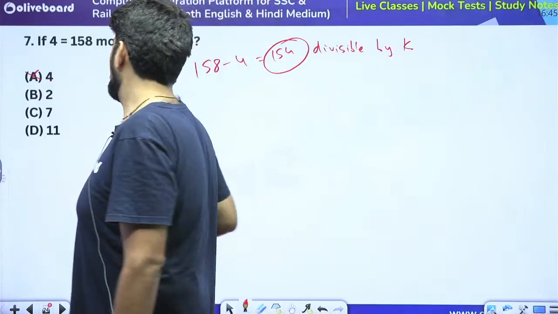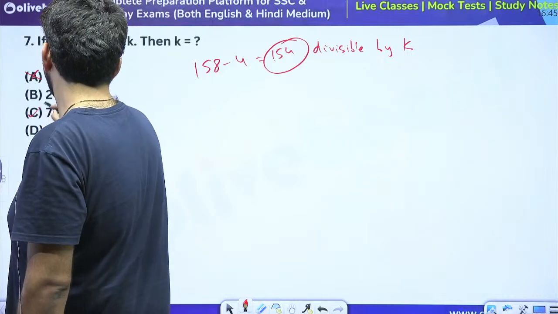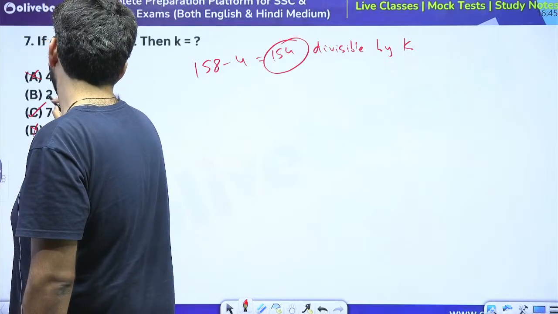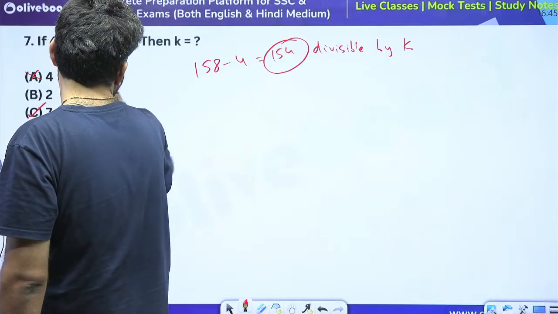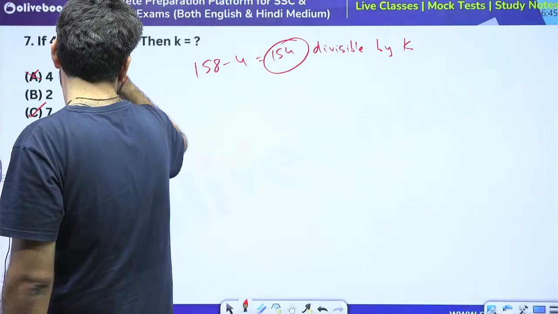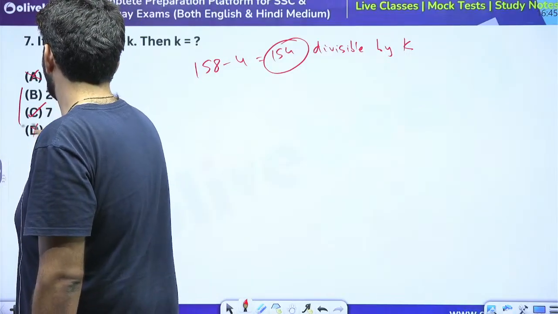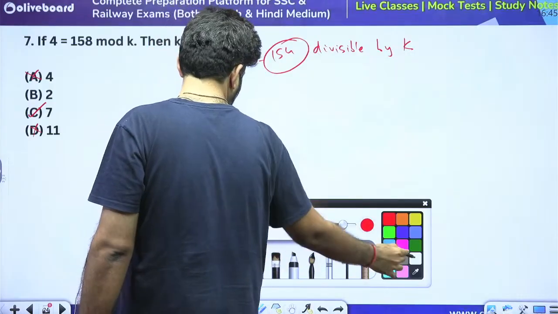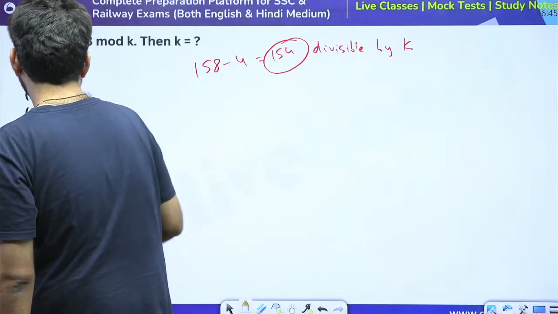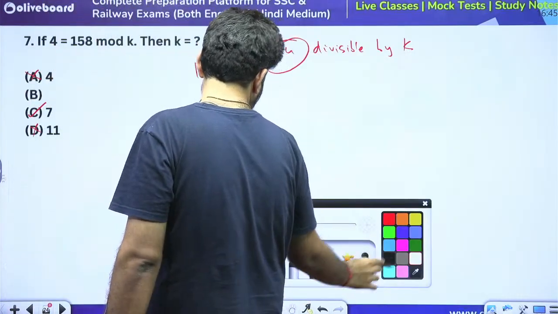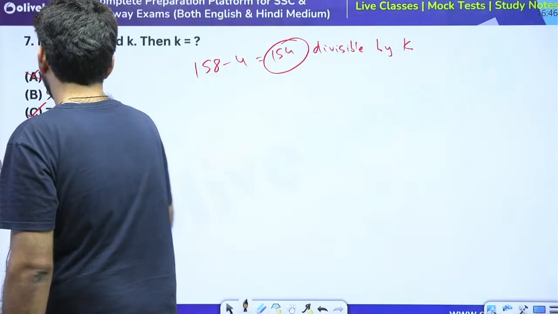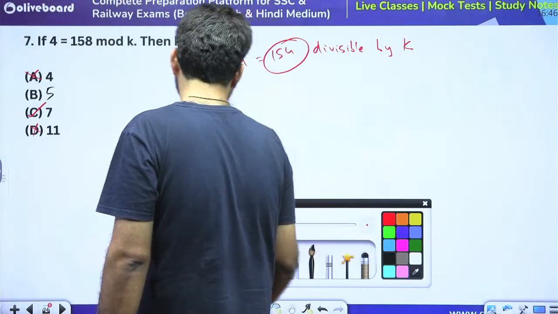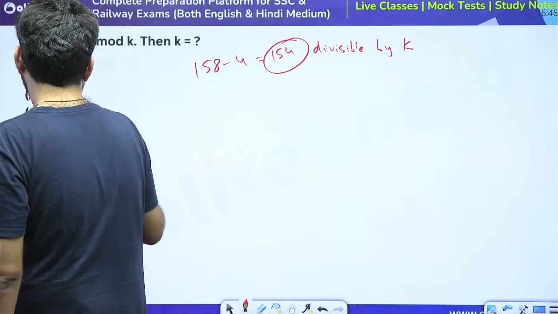Now check. 4 is divisible? No. But 2 is divisible. 7 is also divisible. How come? But if I divide this by 2, I'll have to change the options anyways. Chalo. Let's make it 5. Okay. So option C is the right answer.